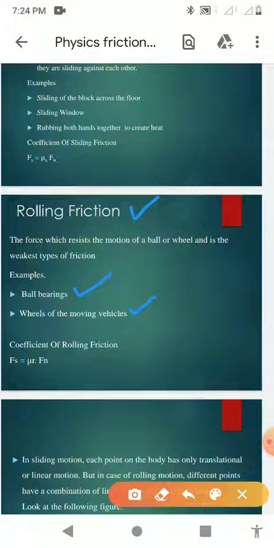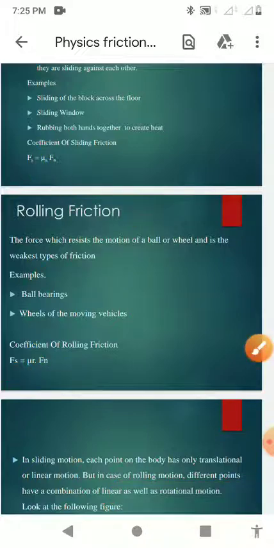Again, we can calculate the coefficient of rolling friction with the help of the formula Fs equal to mu r into Fn, where Fs is the frictional force due to rolling, mu r is the coefficient of rolling friction, and Fn is the normal reaction. See, this mu r in this case, or mu s in the previous case, is a constant value, isn't it?